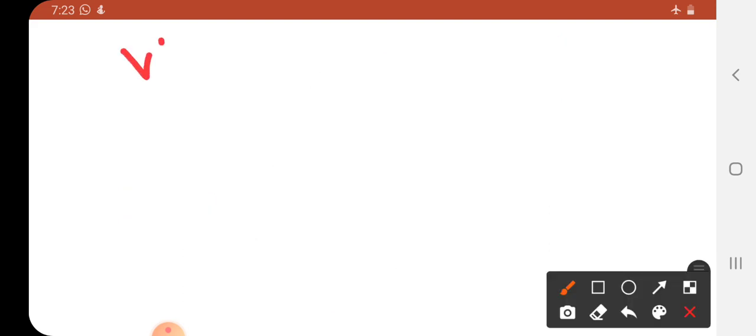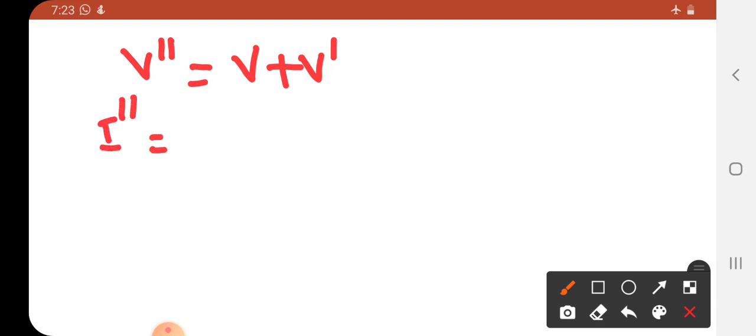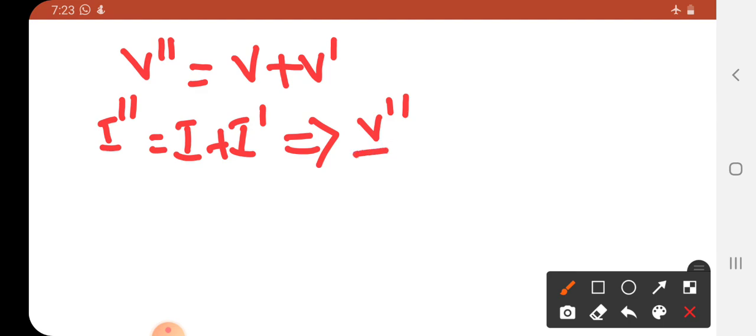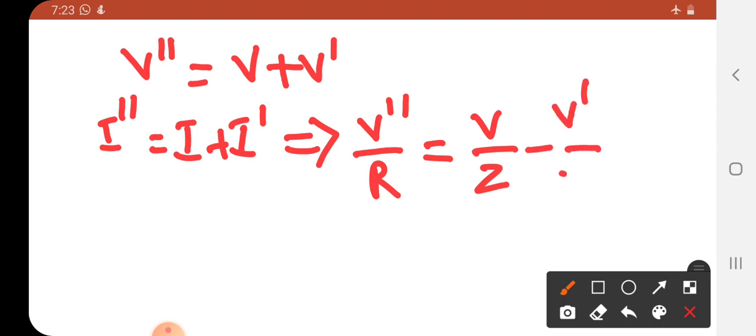That is V double dash is equal to V plus V dash. So write along with me. Now by using these relations, let us simplify the equation. First I am taking the current equation, that is I double dash is equal to I plus I dash. This I double dash expression is V double dash by R is equal to V by Z minus V dash by Z.